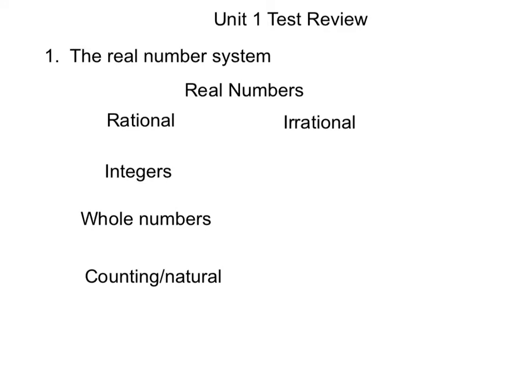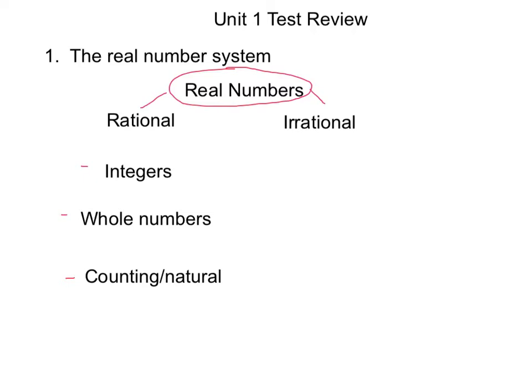Alright, let's go through. So we start with the real number system, and obviously we start with real numbers. Every number you see in this class is a real number. As soon as you get to Algebra 2, you will start to see imaginary numbers, and those are not real numbers. Underneath real numbers, a number can either be rational or it is irrational. It cannot be both. Rational numbers, there are a few different classifications under rational. They are integers, whole numbers, and counting.